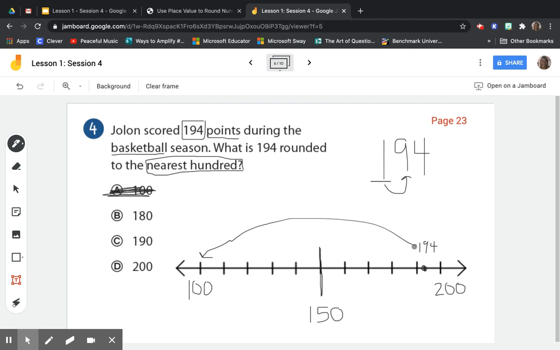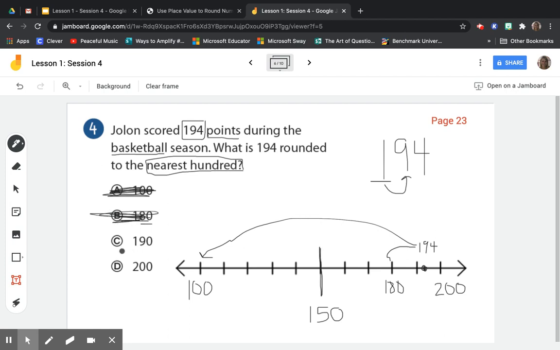Well, 180 would be about right here. So I can label that if I want to check it. But I don't know why I would round to 180 when it's a 10, and this is asking me for 100. So nice try to trick me.